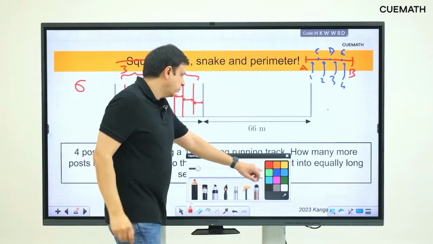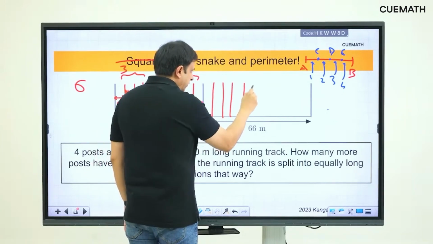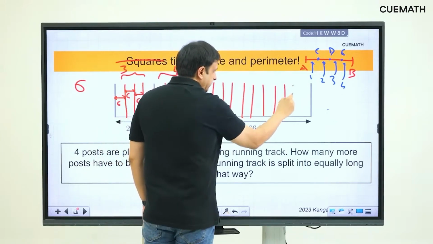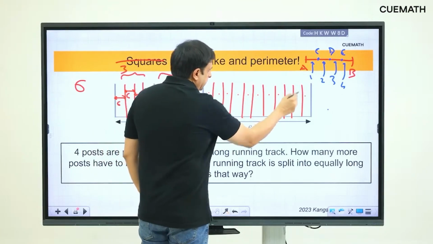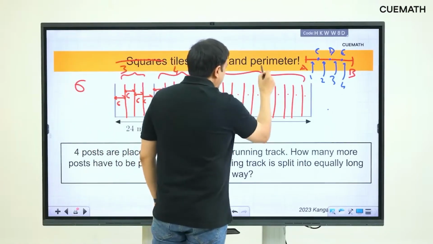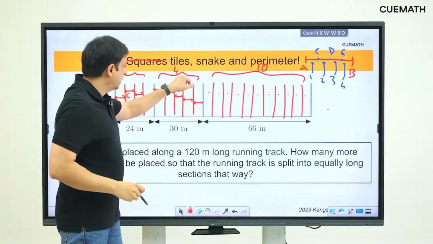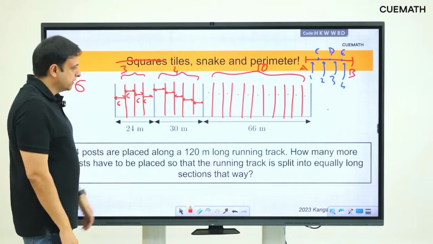You can place 10 posts here. So let me just place them 1, 2, 3, 4, 5, 6, 7, 8, 9, 10, and that gives you 11 sections of length 6 each. So you have placed 10 here, and therefore what do you get? You get 3, 4 and 10, which is 17. So 17 posts is what you will need to place over here.